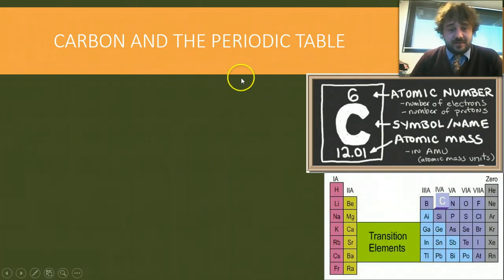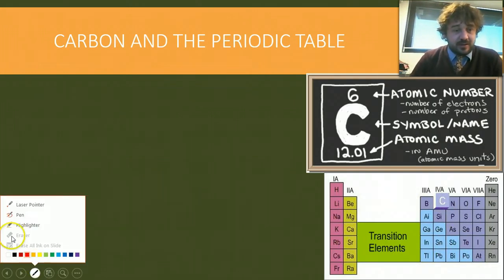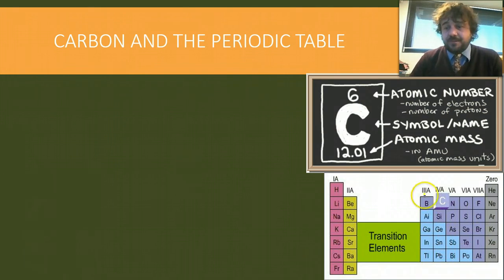Okay, so we'll get a little highlighter over here. You can see carbon's right here in group 4, and obviously its atomic number is 6, which means there's 6 protons, 6 electrons. The atomic mass is 12.01, which means it also, on average, has 6 neutrons. Okay, so it's a non-metal element.